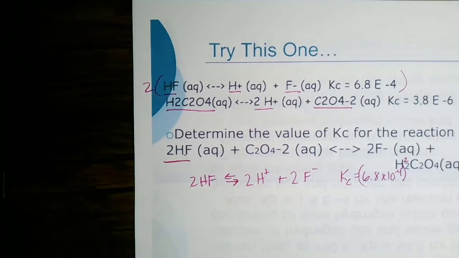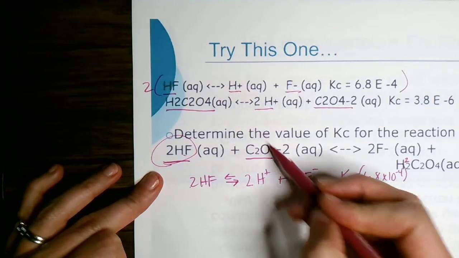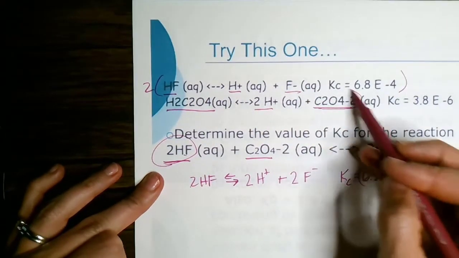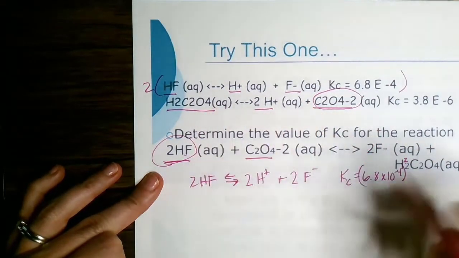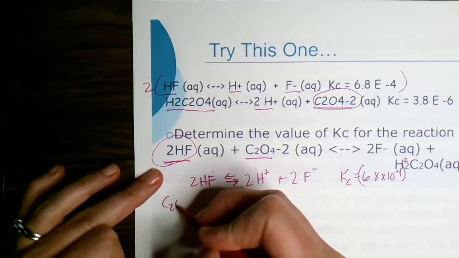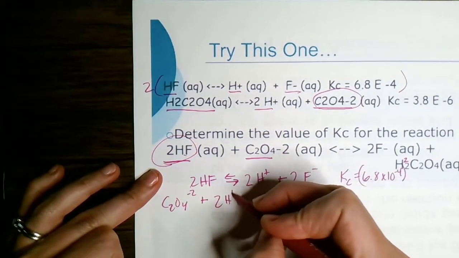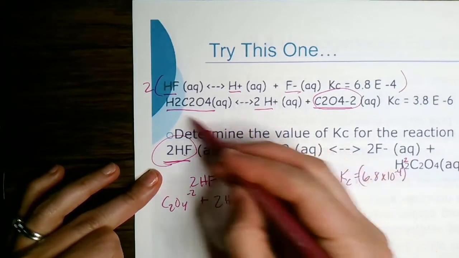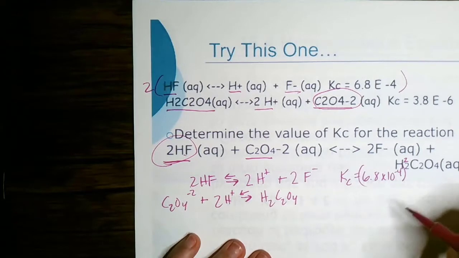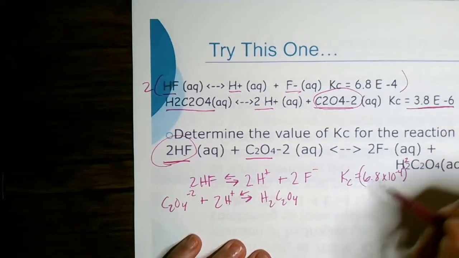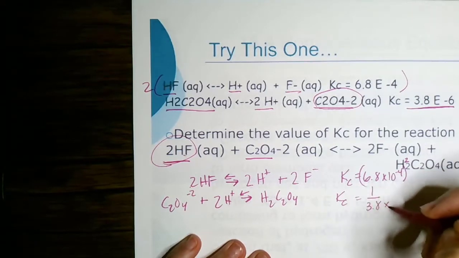All right, then let's look and see. Okay, so I've got that taken care of on the left. C2O4, let's see, where's C2O4? It's right here, but it's on the right. So what I need to do is flip this equation. I'm going to write C2O4 plus 2H+ in dynamic equilibrium with H2C2O4. Because I flipped my Kc value, I need to take the reciprocal of it: 1 over 3.8 times 10 to the negative 6.